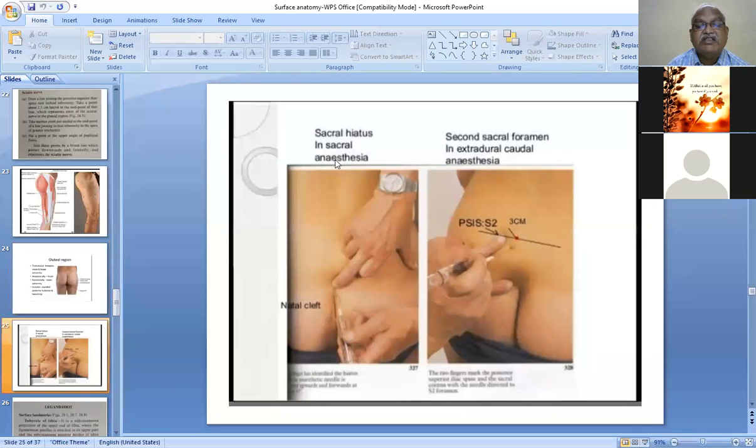Now sacral anesthesia. How do you give it? Just above the natal cleft, you palpate and give sacral anesthesia. Second sacral foramina in extradural caudal anesthesia. When you are giving the injection here, that is sacral hiatus anesthesia. If you give it just above that, that is the S2 level, second sacral foramina in extradural caudal anesthesia.